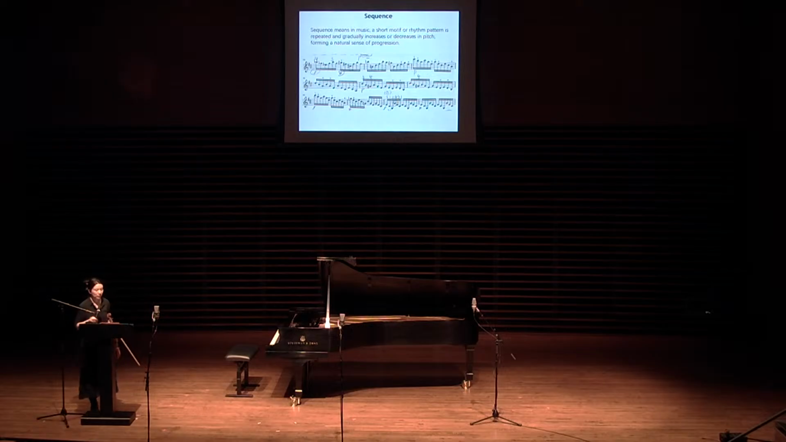In addition to creating clear and precipitate phrases in the melody, Beethoven was also very skilled at using an important compositional technique, sequence, in his Rondo Allegro. Sequence means in music a short motif or rhythm pattern is repeated and gradually increases or decreases in pitch, forming a natural sense of progression.